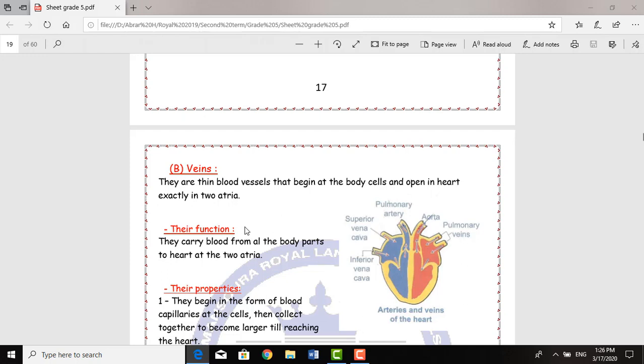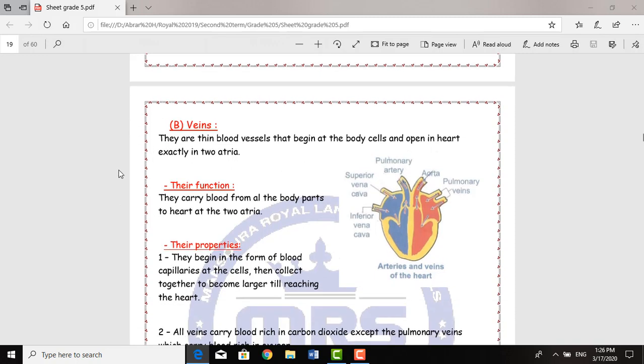The second type of the blood vessels are called veins. And the veins are exactly the opposite of the arteries. The veins are thin blood vessels that begin at the body cells and open in the heart, exactly in the two atria.